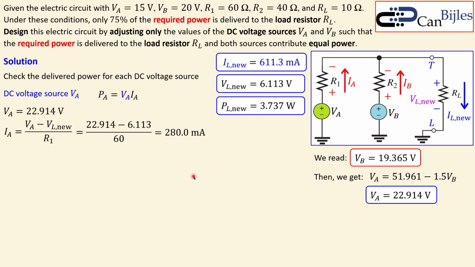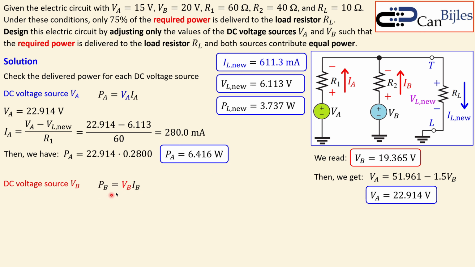Now we need to calculate the similar thing for VB, and I need to get exactly the same, because they need to be exactly equal to each other, because they need to contribute equally. So let's check that. DC voltage source VB. PB is equal to VB times IB. VB was already calculated, and IB can be calculated in a similar form.